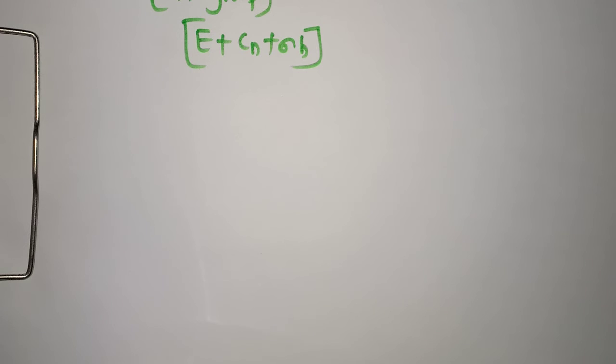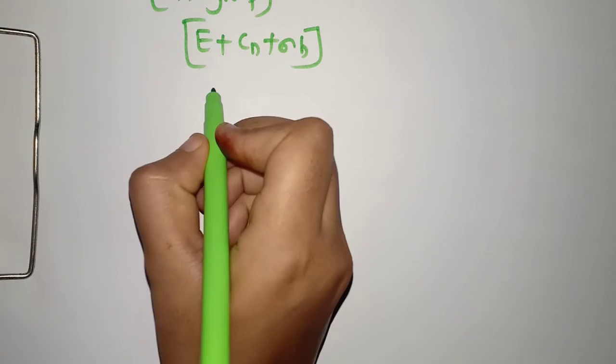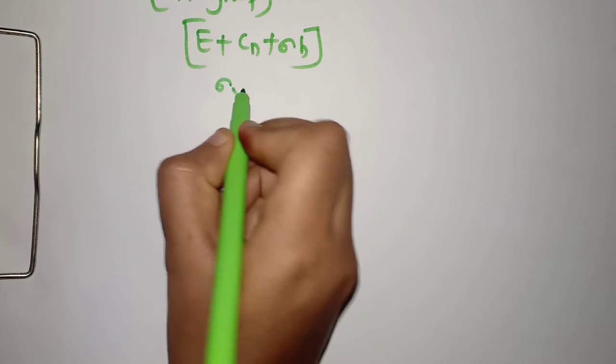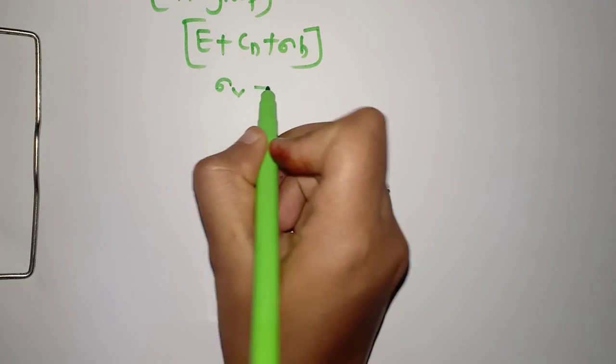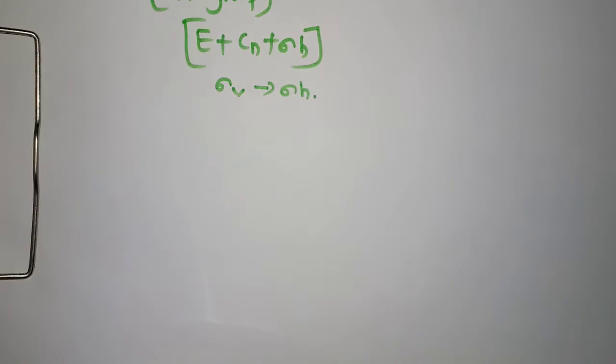Even if a vertical plane of symmetry is present in addition to CnH, the point group remains CnH only. Even if sigma V is present, it will remain as sigma H only.